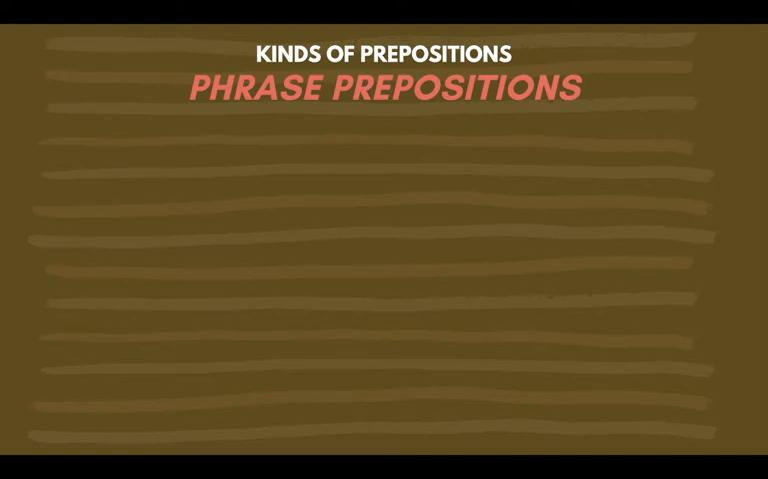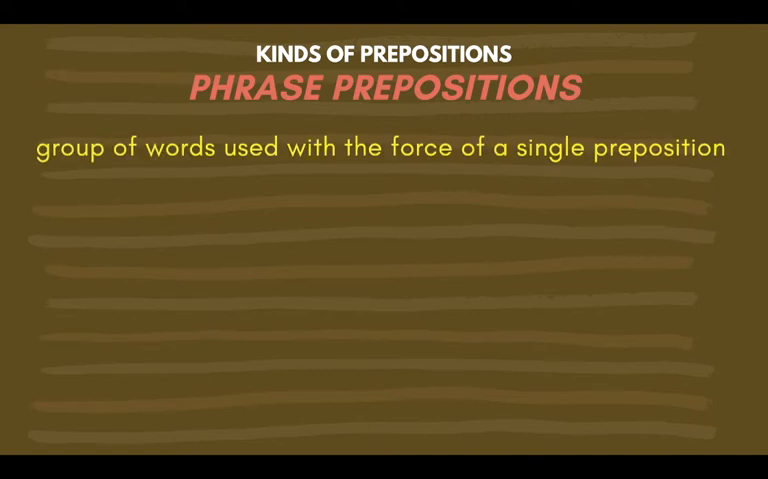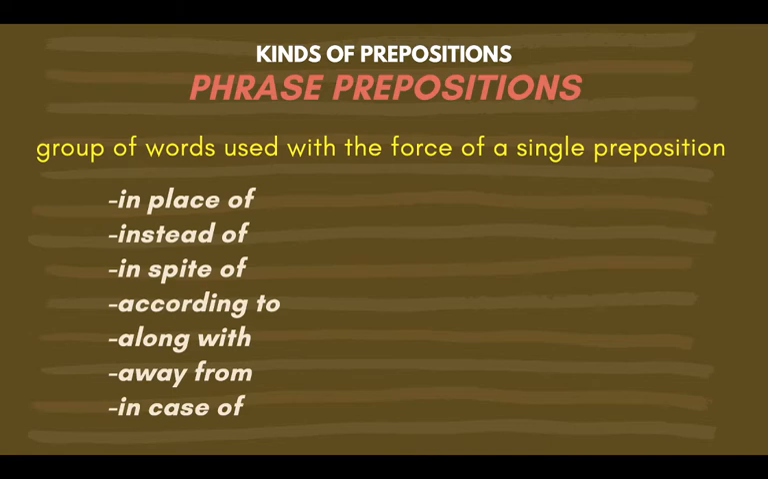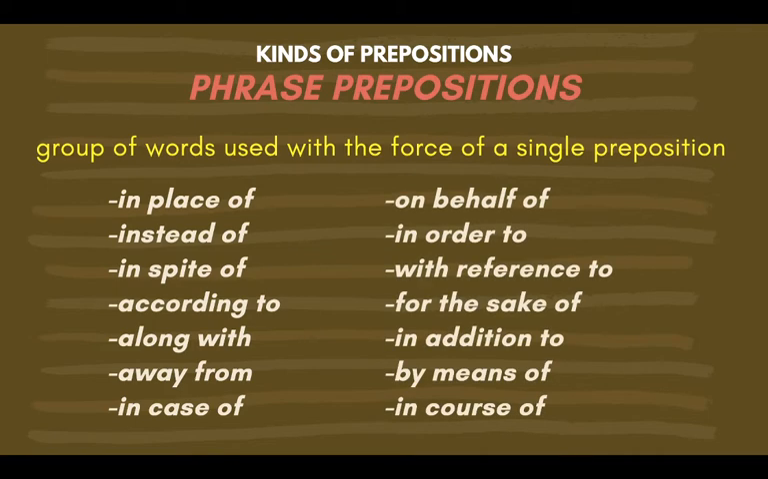Next comes the phrase prepositions. These are the group of words used with the force of a single preposition. Though you can see more than one preposition in each phrase, there is a force of single preposition seen here. So these are the phrases: in place of, instead of, in spite of, according to, along with, away from, in case of, on behalf of, in order to, with reference to, for the sake of, in addition to, by means of, in course of.